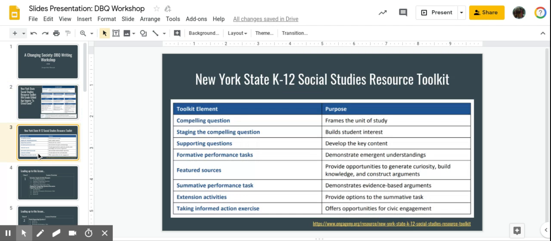And just to give you an idea of a justification of what each element of the toolkit is for, I found this really interesting from the Engage site as well. It gives a purpose for each element of the toolkit.